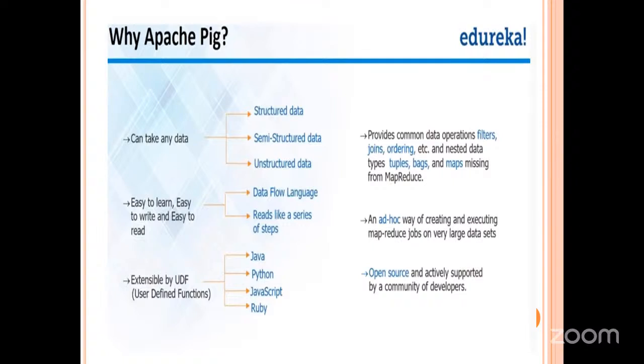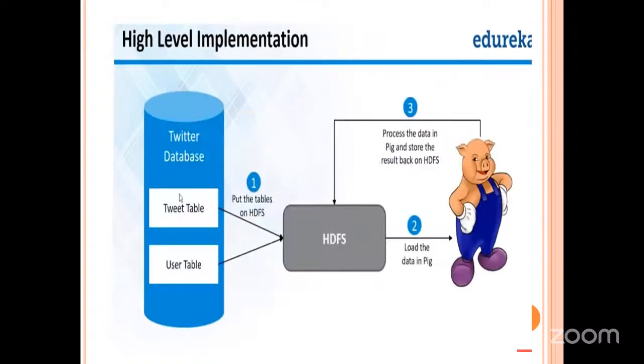So here we talked about high level implementation, right? Whereas MapReduce is low level implementation, right? So what is high level implementation?